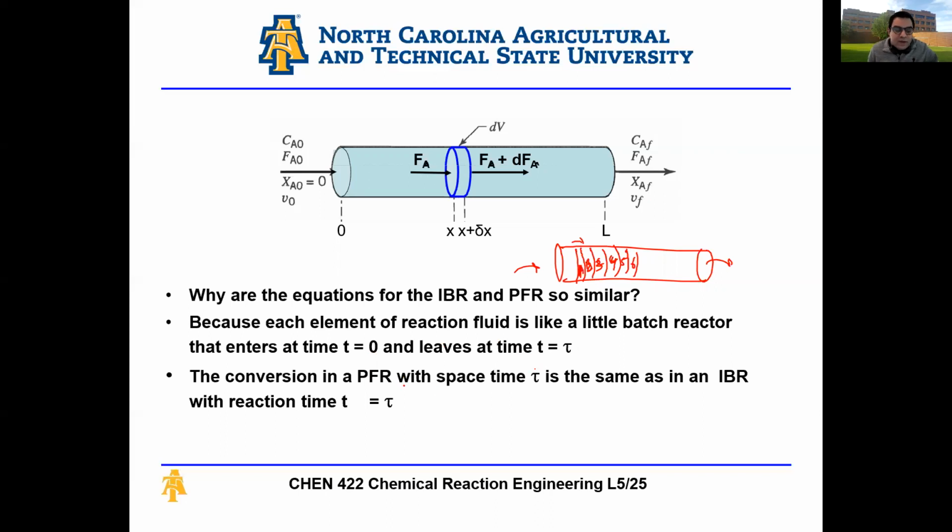And this is why the conversion in a PFR with space-time tau is the same as in an IBR with a reaction time t equals tau. And this will be important when we talk later about sequencing reactors. Mathematically, you just have to understand that, because of the way a PFR operates, where there's no mixing along the flow direction, each of these small elements actually behaves like a small batch reactor, right? Okay.